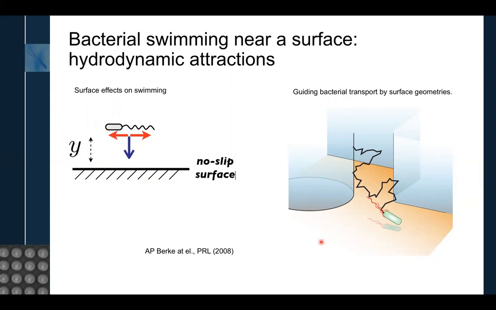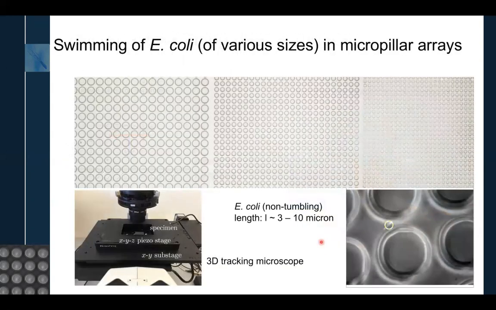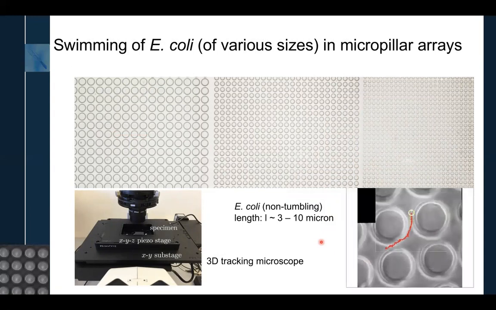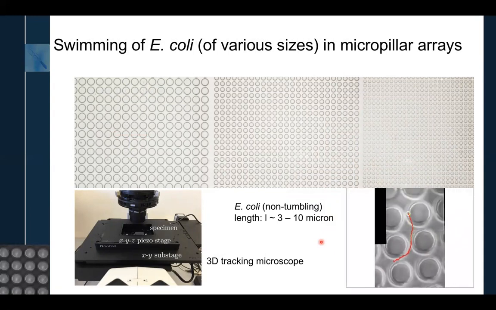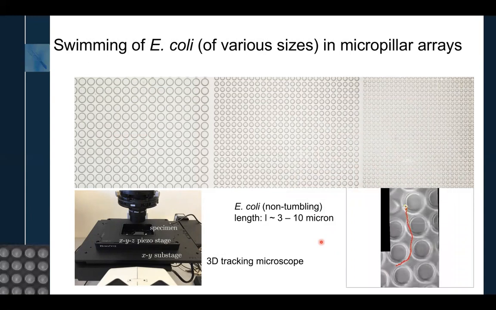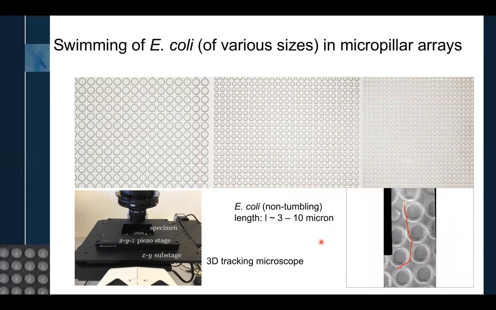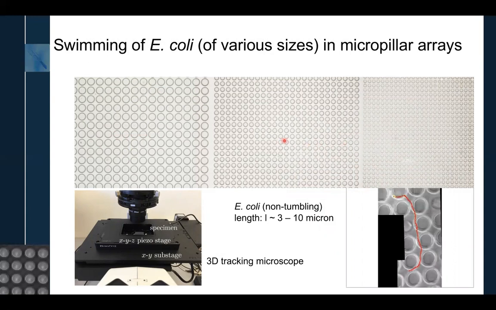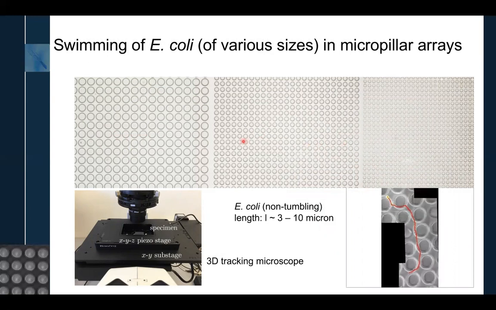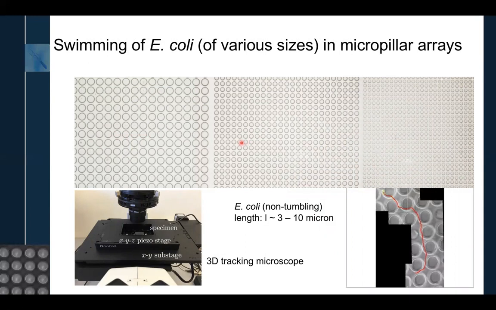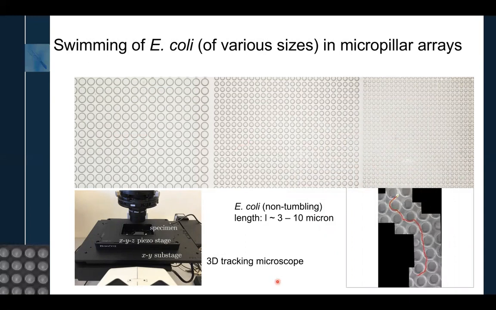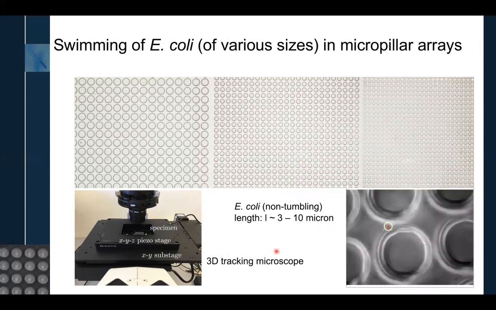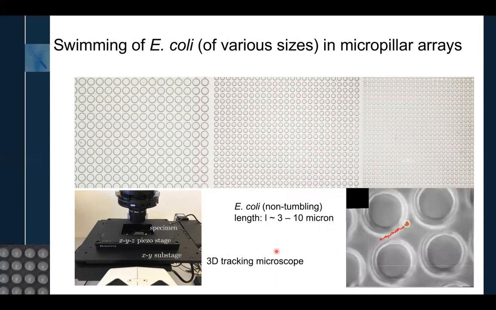To understand such size-dependent effect on transport, we introduce bacteria E. coli of varying length to an array of micropillars, fabricated from PDMS through soft photolithography. The pillars are on a square lattice, typically 30 microns, with 10 microns as a gap between these adjacent pillars. To focus on the mechanical effect, we adopt the non-tumbling mutant to avoid potential active response of bacteria to their contact with the surface.